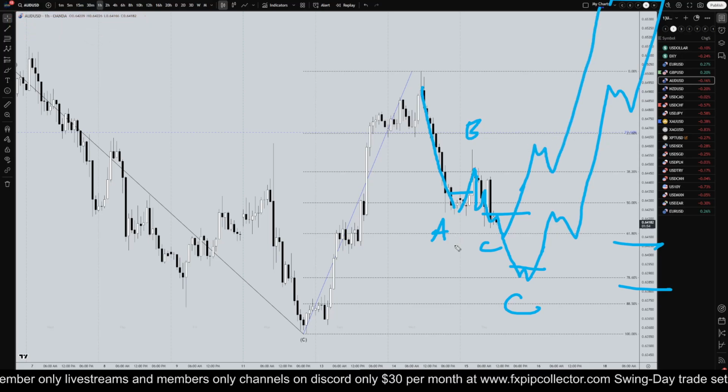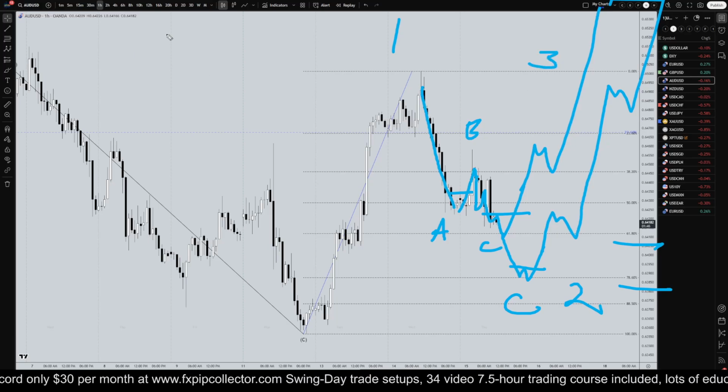We got a pretty decent amount of news today, so hopefully we get this end of a correction, and this really is like a wave one, wave two, and wave three. Just be cautious because, like I said, we could possibly turn into a much more complex correction on the higher time frames.